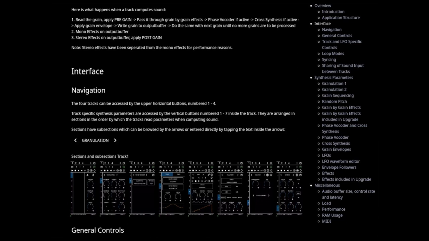Interface. Navigation. The four tracks can be accessed by the upper horizontal buttons, numbered 1 to 4. Track-specific synthesis parameters are accessed by the vertical buttons numbered 1 to 7 inside the track. They are arranged in sections in the order by which the tracks read parameters when computing sound. Sections have subsections which can be browsed by the arrows or entered directly by tapping the text inside the arrows.